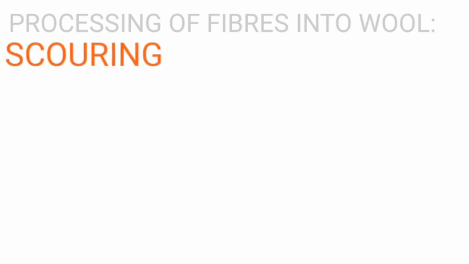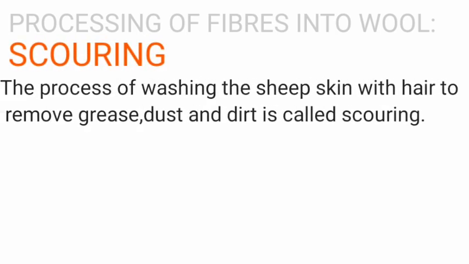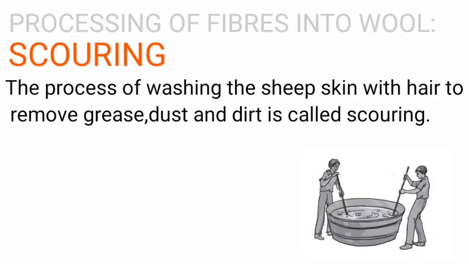The next step was scouring. The process of washing the sheep skin with hair to remove grease, dust and dirt is called scouring. It means that the fibers obtained from shearing contain dirt such as grease and dust. It must be removed before further processing. So, in scouring, this sheared skin with hair is washed thoroughly by hand or machines.